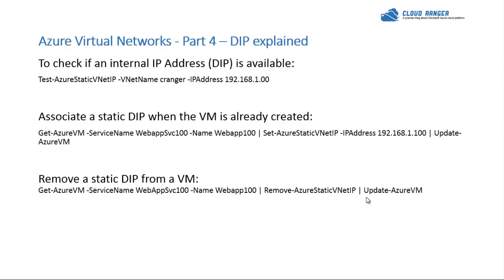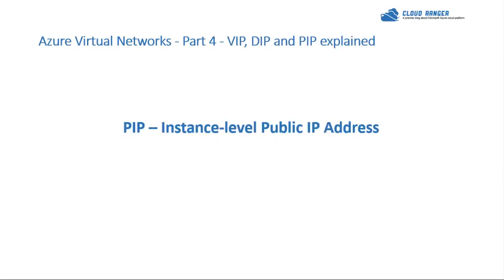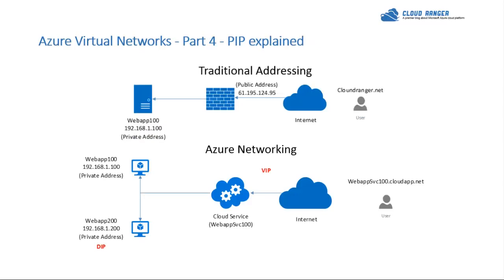And the last one, so we did VIP and DIP. Now we are going to do PIP, which is the instance level public IP address. I have no idea how Microsoft came up with this VIP, DIP, and PIP because, as you can see, PIP is instance level public IP address. So looking at our diagram here, you can see that so far we have talked about the public IP address called VIP, which is associated with the cloud service, and we talked about DIP, which is the internal IP address. So what exactly is PIP, and why do we even need it?